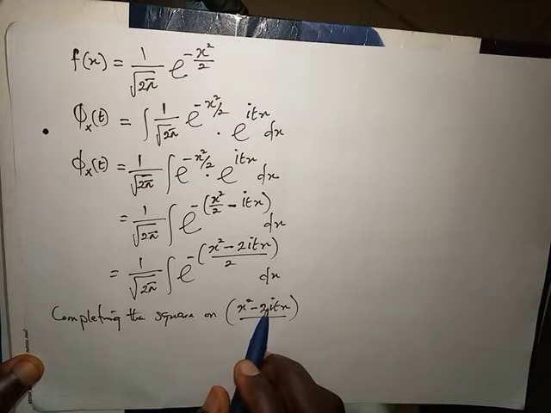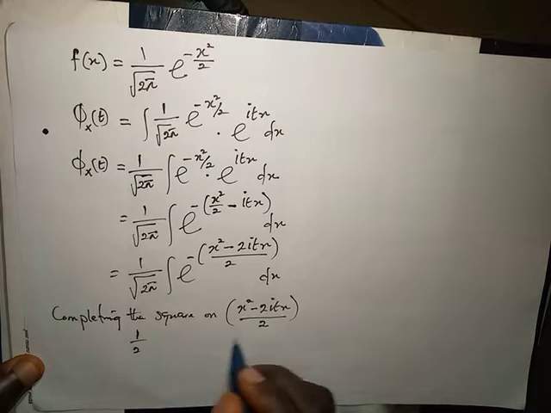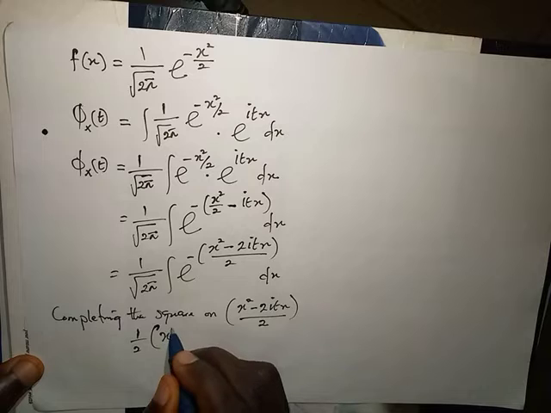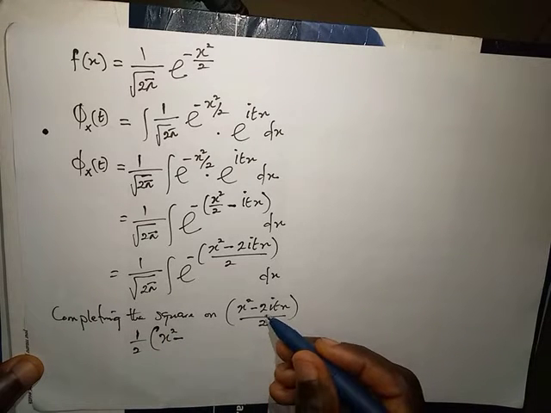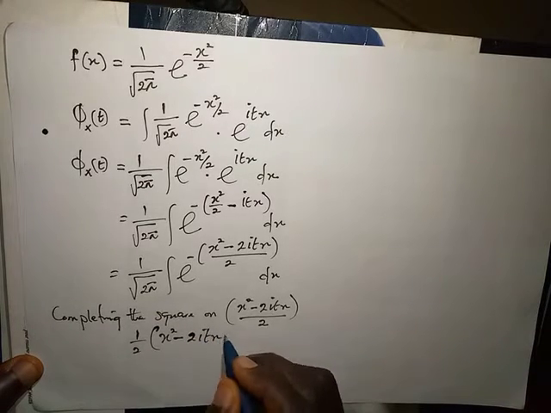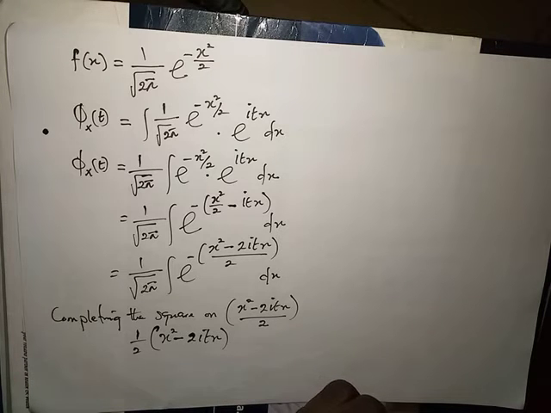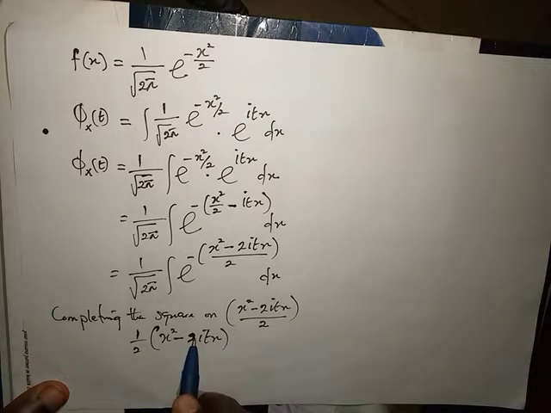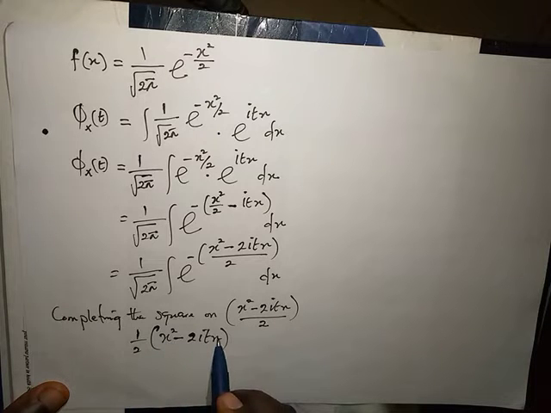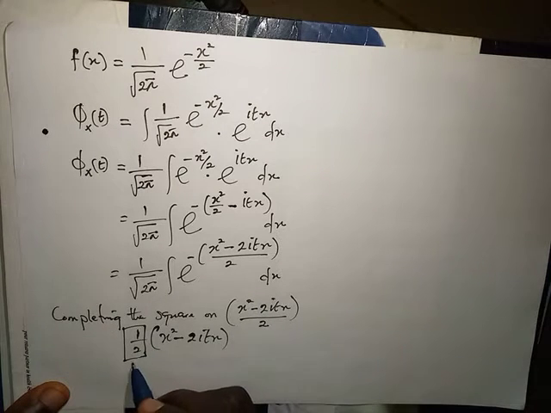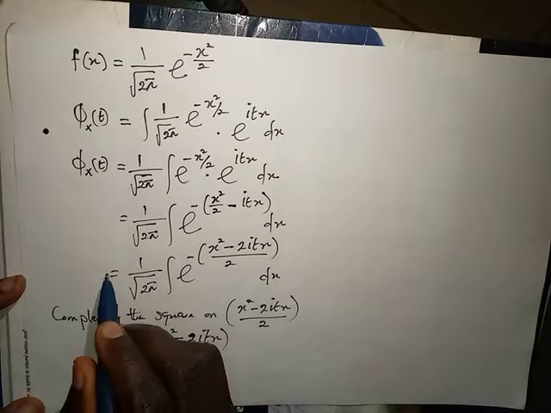Now we can also write it this way, which is 1 over 2. If you bring out this denominator, you have into bracket x squared minus 2 i t x. The 2 will still remain here because we just factorized 2 out. So we're using completing the square on this x squared minus 2 i t x dx. Now we should not forget that we have our 1 over 2 here.